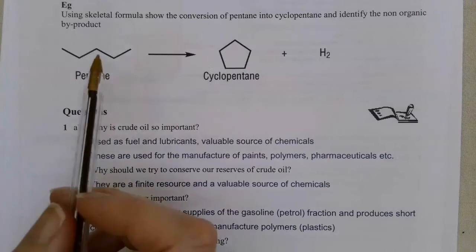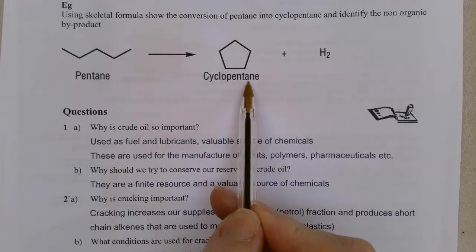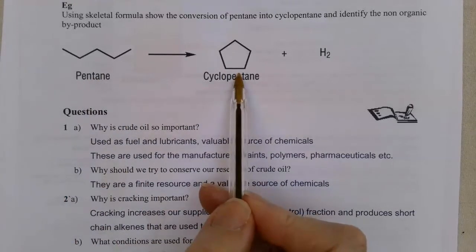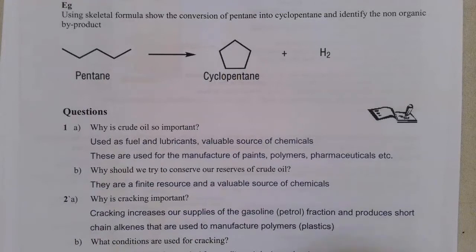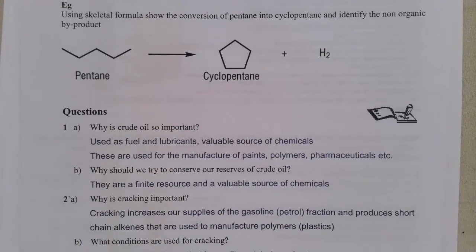So for example, I can take my straight chained pentane and I can turn it into cyclopentane. Because I've gone from a straight chain to a cyclic group, I've eliminated a small molecule of hydrogen gas, which is also quite a useful fuel.